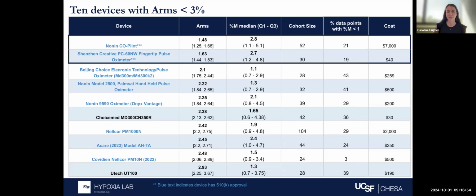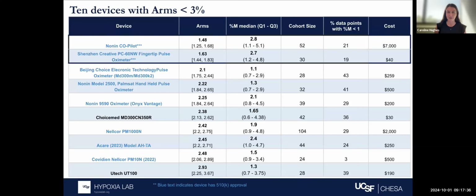Blue text on this screen will indicate which devices had 510(k) approval and also met an ARMS of less than or equal to 3%. You'll see we had 2 devices indicated with the black text that actually did not have 510(k) approval, but still met an ARMS of less than or equal to 3%. A couple of things to highlight from this slide. You'll see the Nonin Copilot as well as the Shenzhen PC60NW fingertip pulse oximeter are at 2 very different price points. However, they had our highest ARMS performance. So we were encouraged to see that devices across a range of price points can still achieve high ARMS performance.